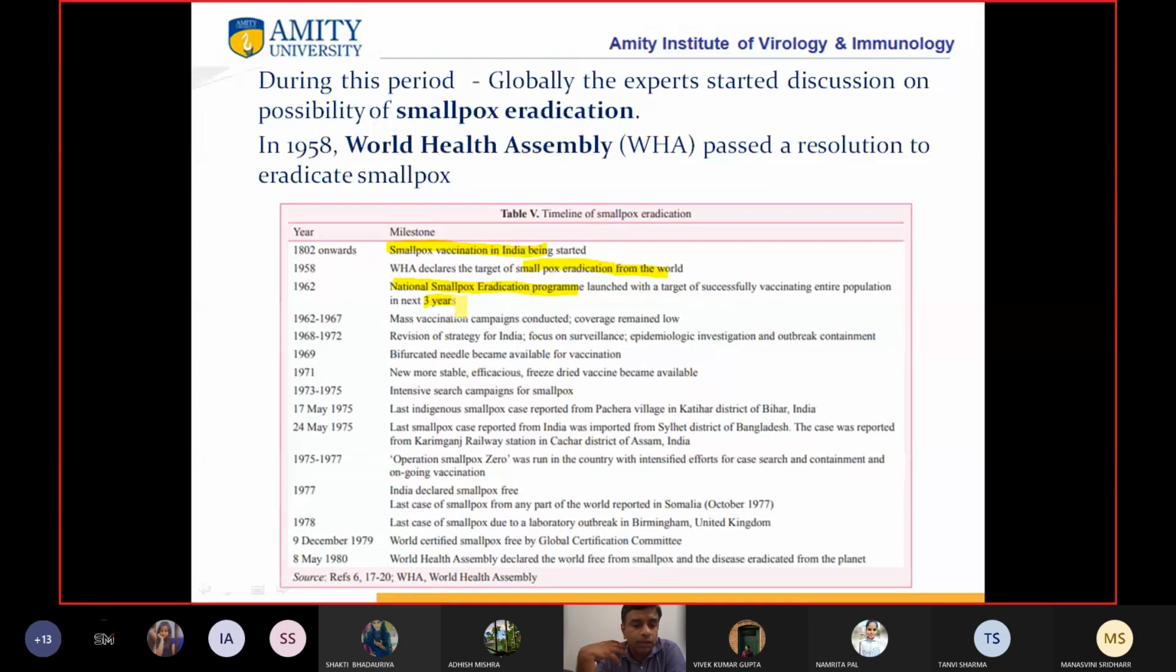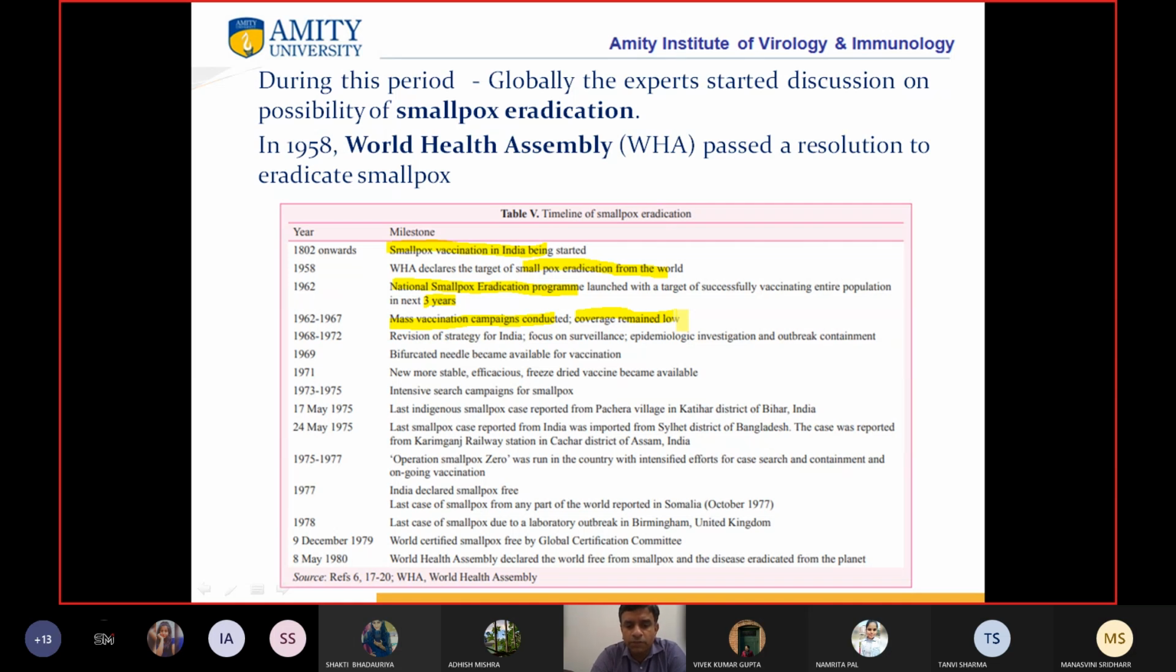Okay, so for the next 3 years, 5 years, mass vaccination campaigns were conducted, right? However, the coverage still remained low, right? So I think you can understand it was not an easy thing. And what I hear from my parents is that when the team came to the villages with those vaccines, a lot of people just ran away. They were hiding in the fields so that they do not get vaccinated, right? So it was really difficult at that time to vaccinate the population. Therefore, the coverage remained low.